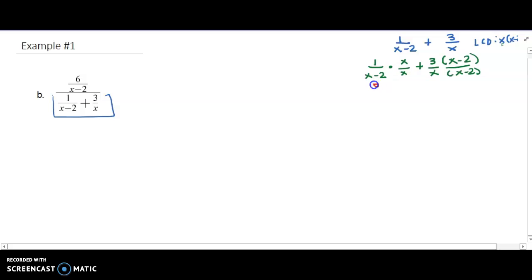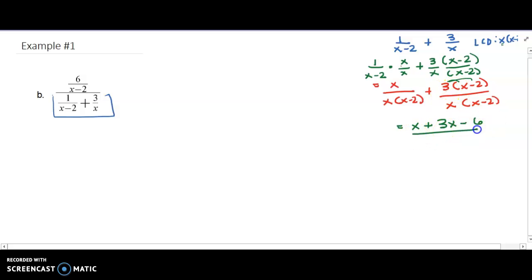When I do this, I'm just going to multiply straight across: x over x times (x minus 2), plus 3 times (x minus 2) over x times (x minus 2). Now I have the same denominators, so I can put them together. So just add the numerators. x plus, and I'm going to go ahead and distribute this through, 3x minus 6 over x times (x minus 2). And if I clean that up a little bit, I get 4x minus 6 over x minus 2.